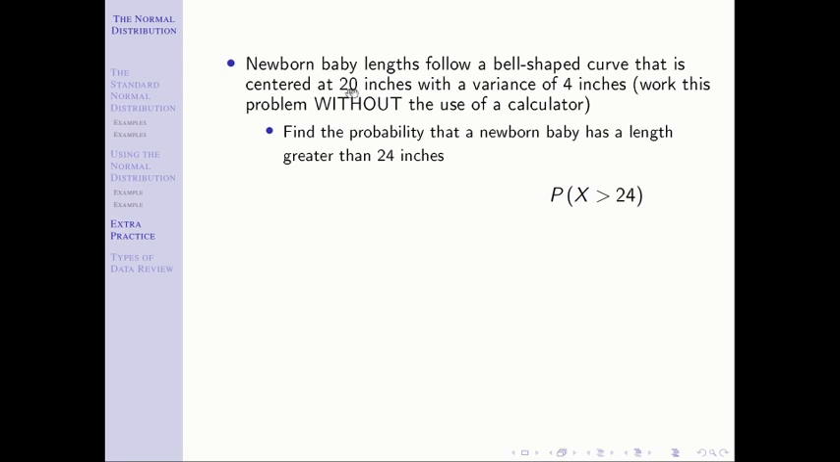We are centered at 20 inches. That tells us that the mean is 20. Variance of 4 inches tells us the standard deviation is the square root of 4, which is 2. And so that's where we get the numbers to plug in here. On the left side, I use symbols. On the right side, I use numbers. Just keep like with like. Within that probability statement, that is the probability that z is greater than 2. 24 minus 20 is 4. 4 divided by 2 gets you to 2.